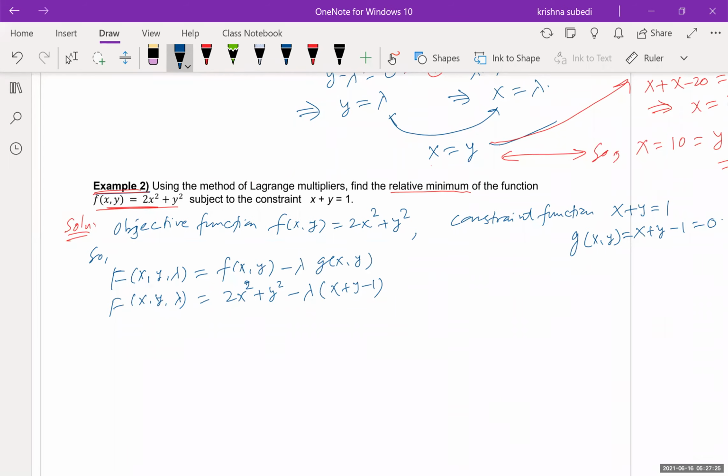Now, step 2, find the partial derivative of capital F with respect to x, the partial derivative of capital F with respect to y, and the partial derivative with respect to lambda. Find these and the critical number. So that's all we need to do in step 2, critical points.